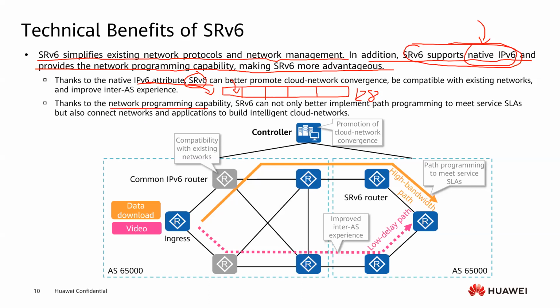I mean, SR-MPLS also has the capability for programming, right? We can arrange the sequence of the segment list, then we can program the path. But for SRv6, since we can divide the IPv6 address into many different areas, it makes the programming much more capable compared to SR-MPLS.